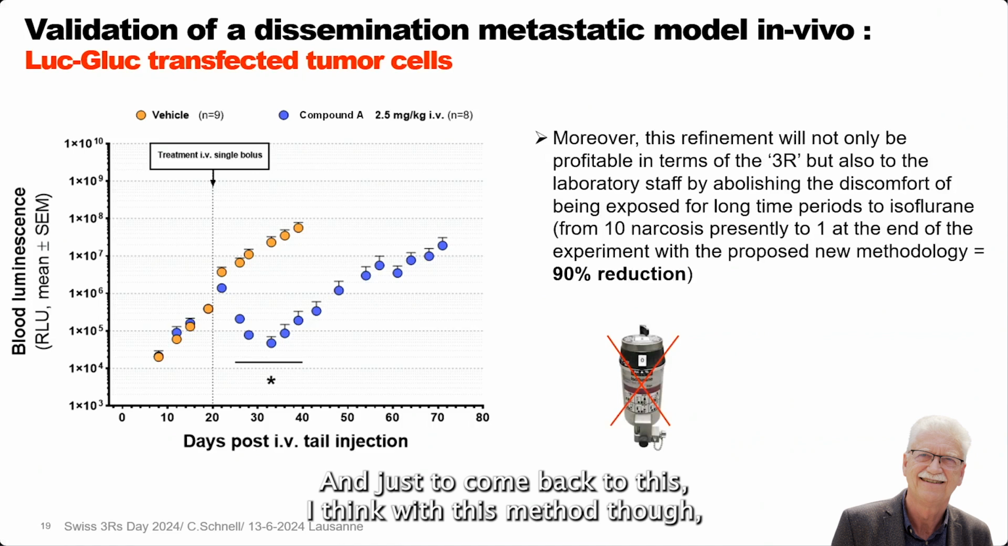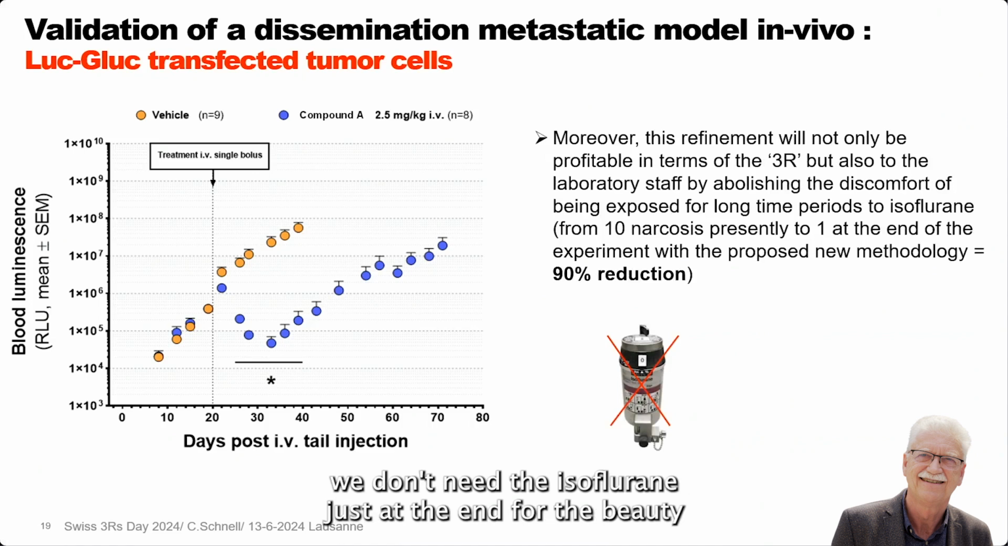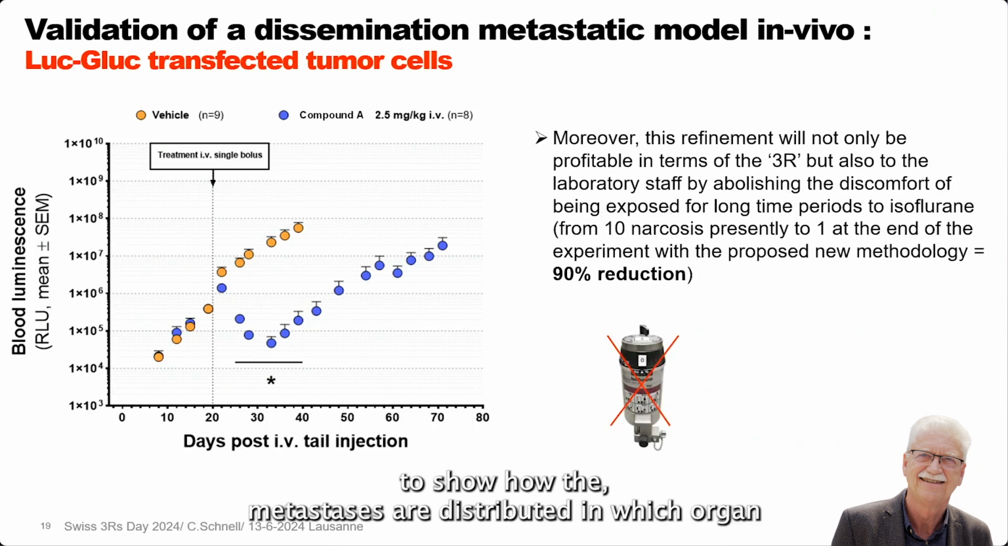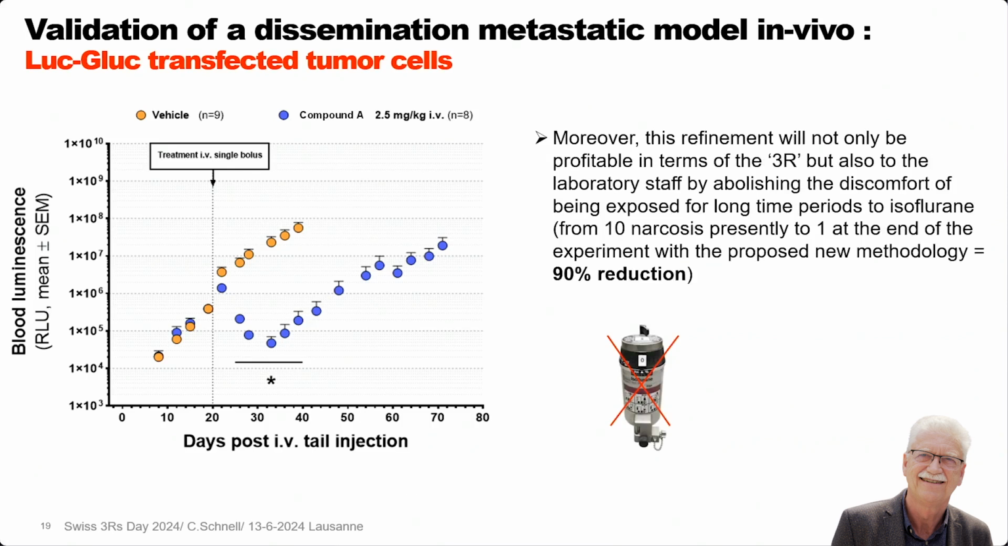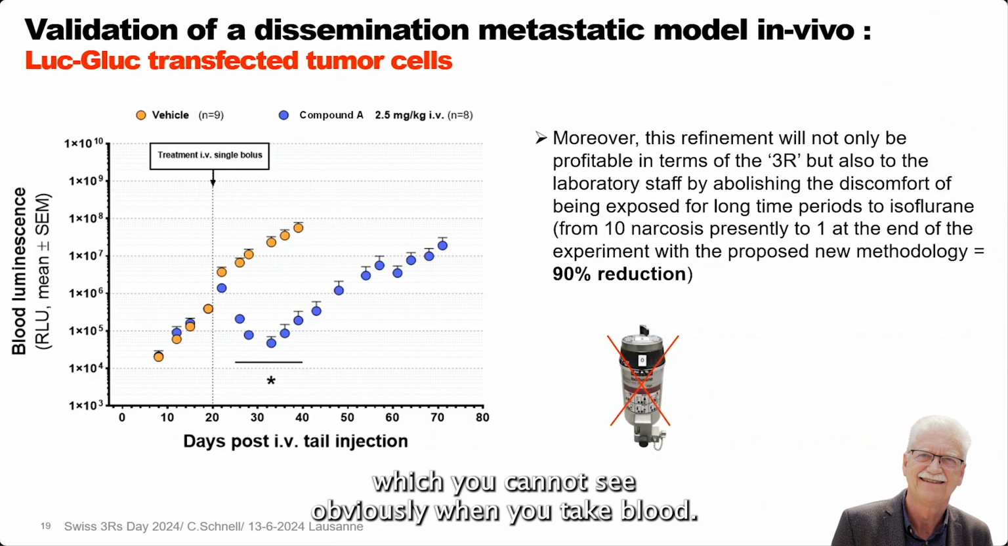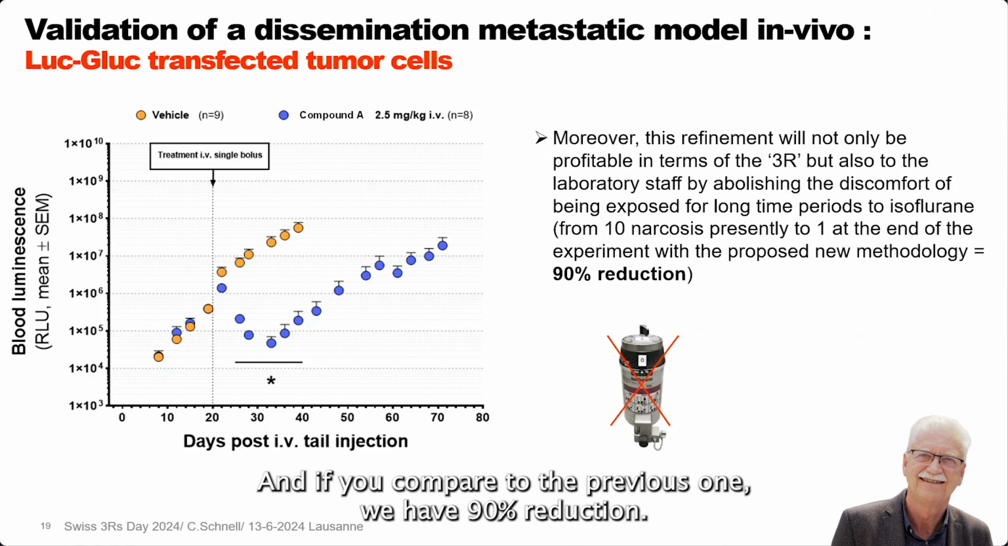And just to come back to this, I think with this method now, we don't need the isoflurane. Just at the end, for the beauty of showing how the metastases are distributed in which organ, which you cannot see obviously when you take blood, but this is now one isoflurane. And if we compare to the previous one, we have a 90% reduction.